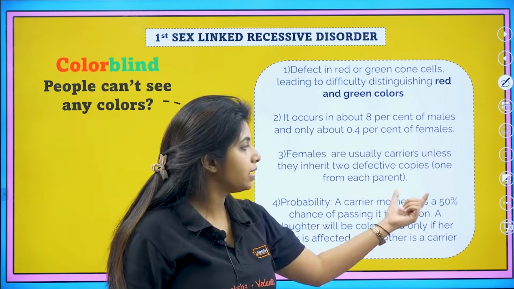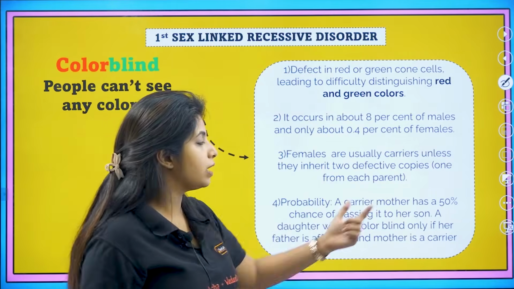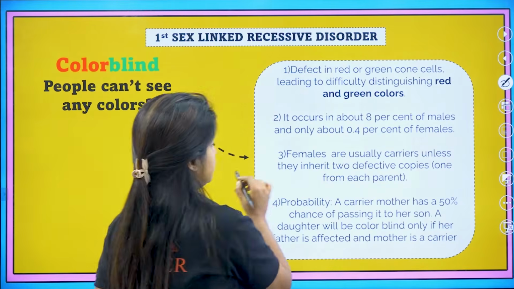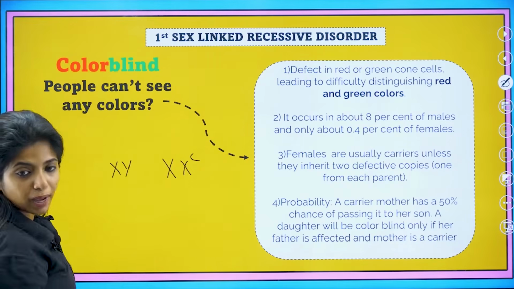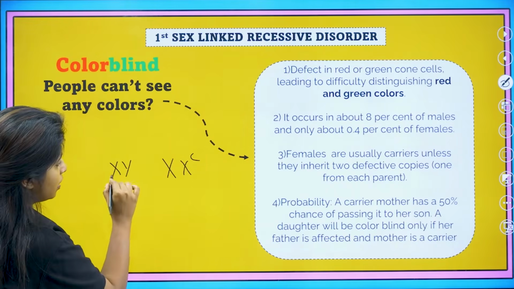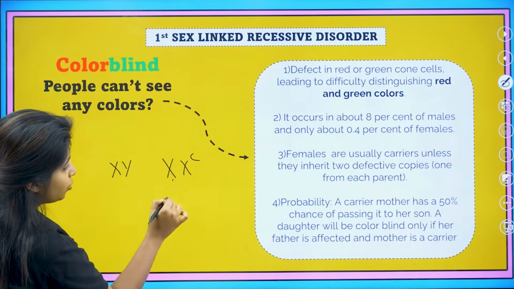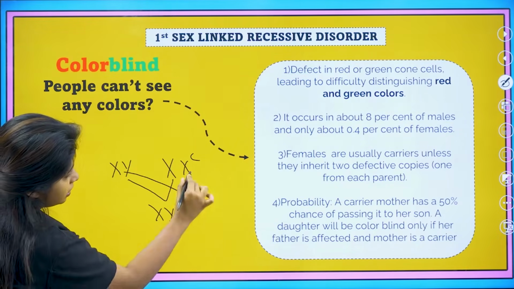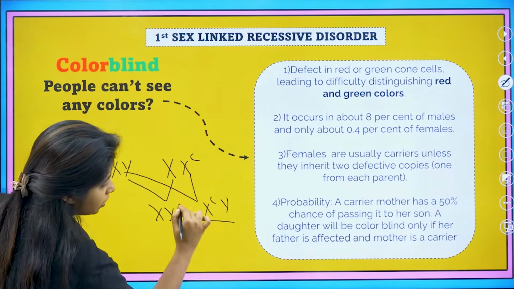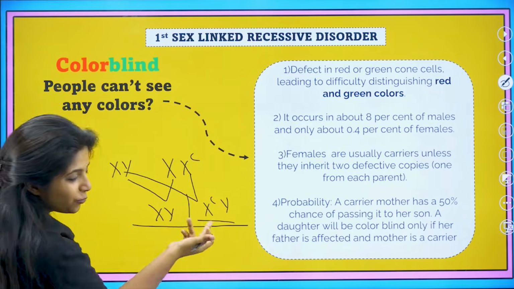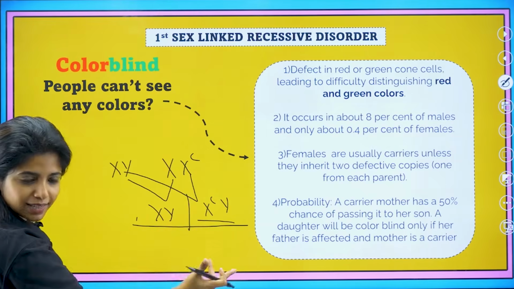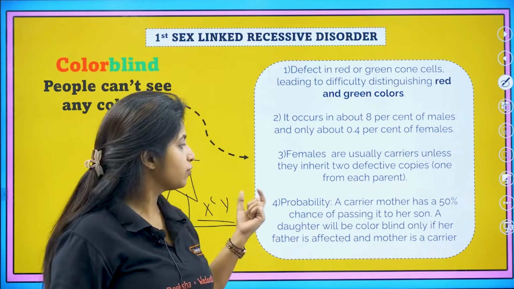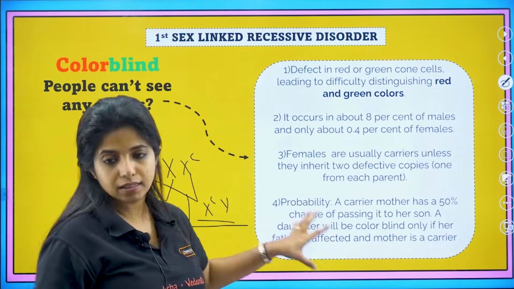Now, a carrier mother has a 50% chance of passing it to her son. Why do I say so? Because, my dear children, a son can be formed in 2 ways, this and this: XY, this and this: XCY. So, out of 2, one son will definitely have this. So, can I say 50%? Yes. So, that is what I said. A carrier mother has a 50% chance of passing it to her son.